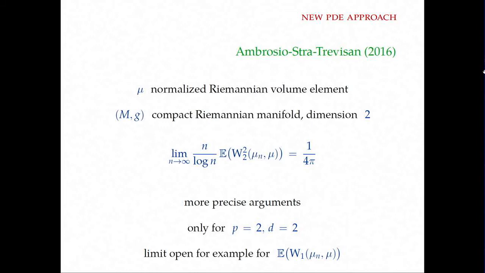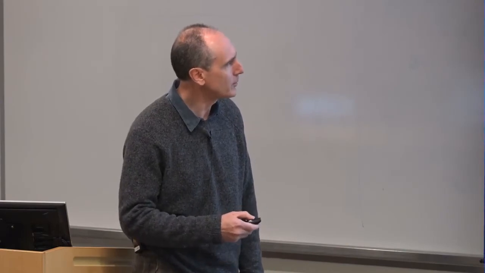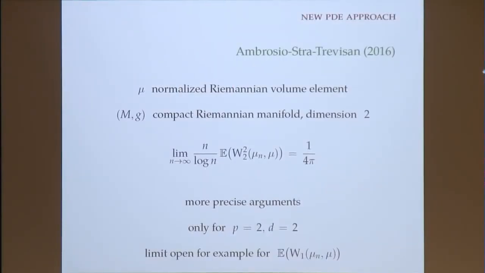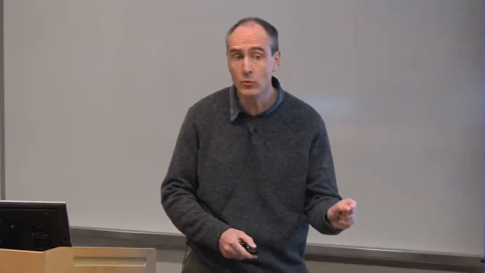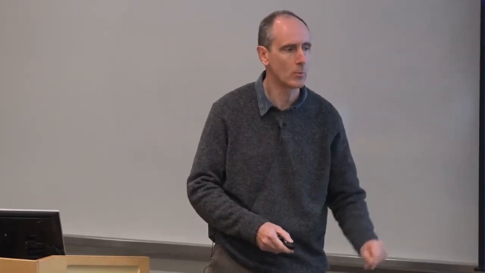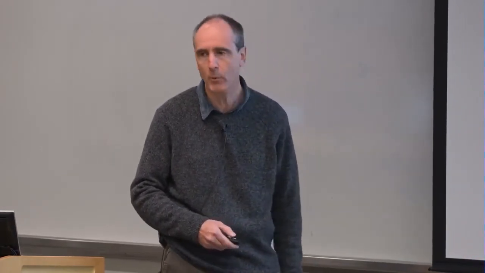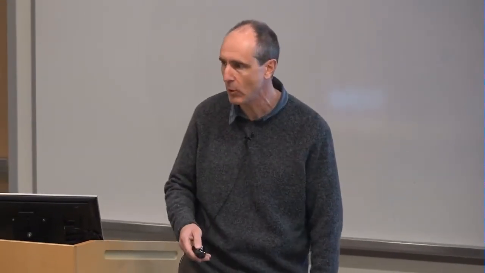So to get to the limit, it's a further step. You have to work more, right? You need more specific, more precise arguments in order to reach the limit. And this is done in the Ambrosio, Stra, Trevisan paper. But they only do it in this very particular case, p equal to 2 in dimension 2. Outside this particular case, the limit is not known. In particular, one interesting example would be W1, but the question of the limit for W1 is open.